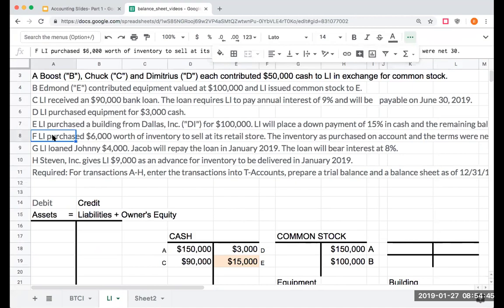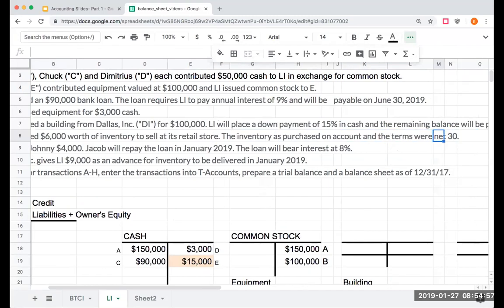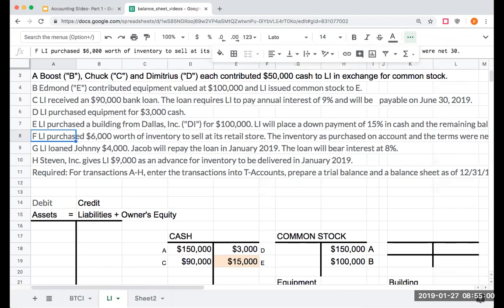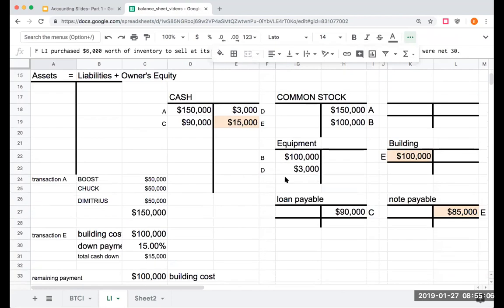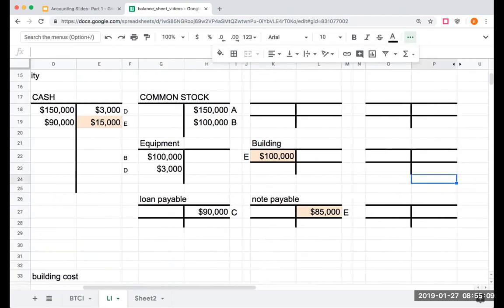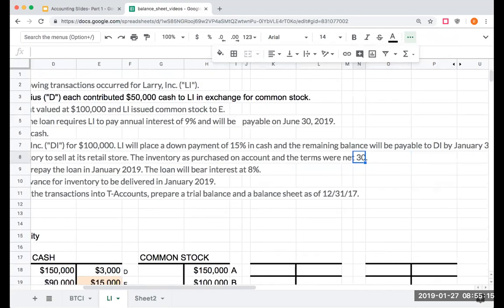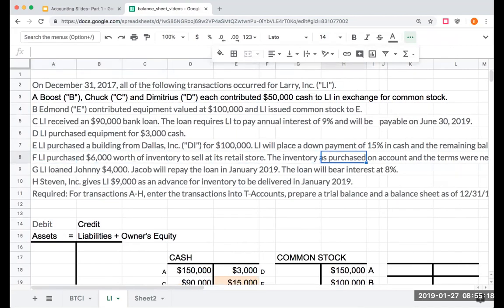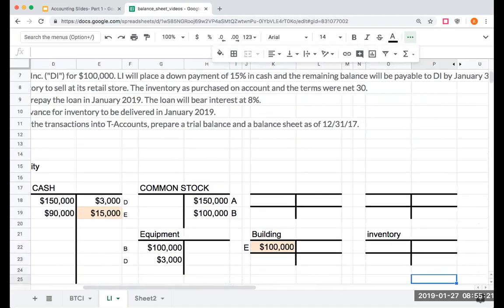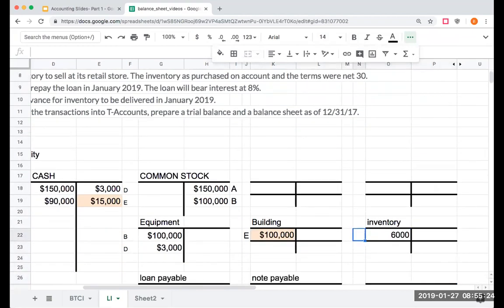Okay. Letter F. I purchased $6,000 worth of inventory to sell at its retail store. The inventory was purchased on account and the terms were net 30. So as I go through and take a look at this, I'm receiving an asset, and the asset I'm receiving is going to be inventory. So let's do that part first. I've got inventory, which is an asset, and the amount of inventory I'm receiving is $6,000. So I'm going to debit inventory here for $6,000. This is going to be transaction F.